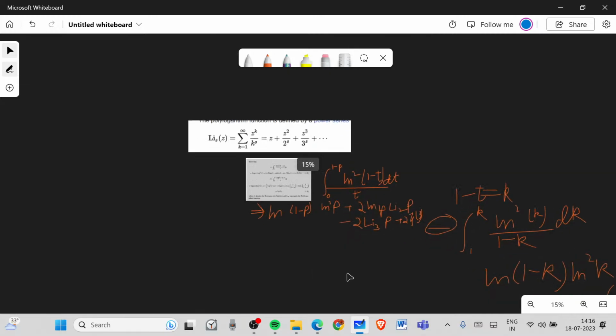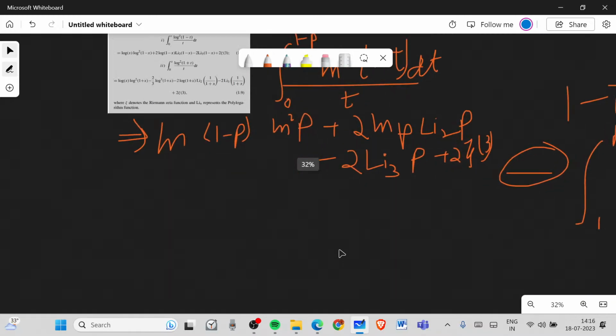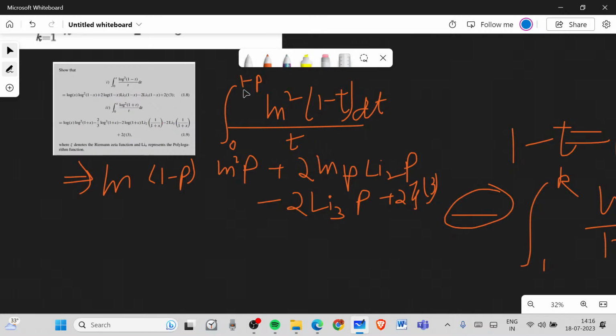Basically we have proved this thing. What we have proved? We have proved this thing: integral from 0 to 1 minus p ln square 1 minus t by t.